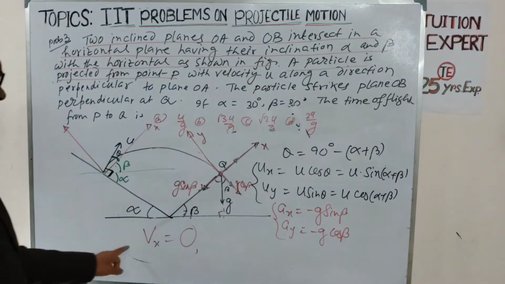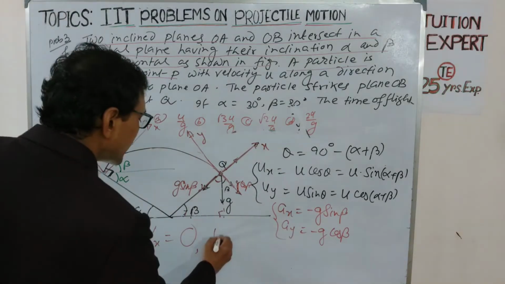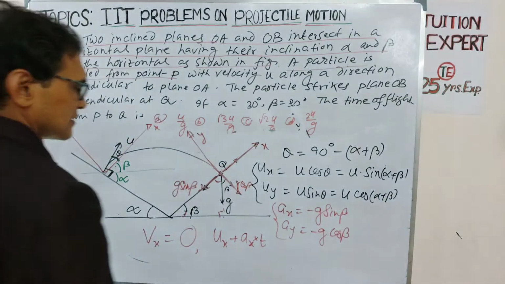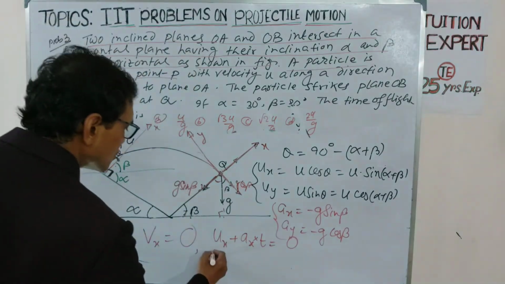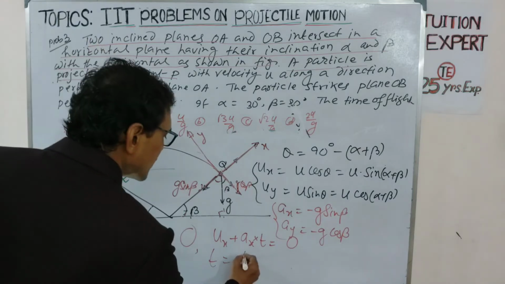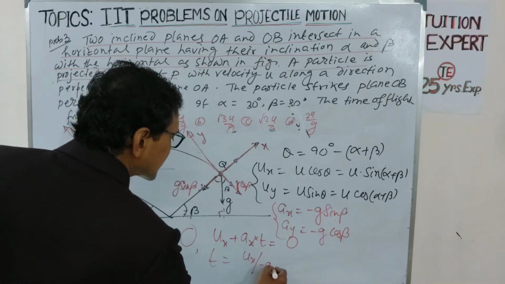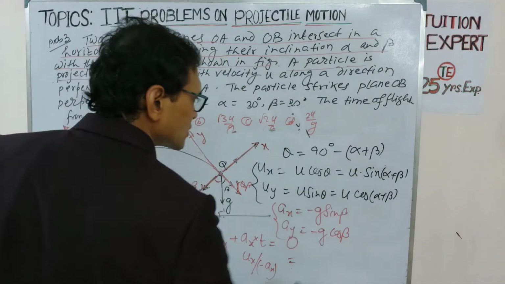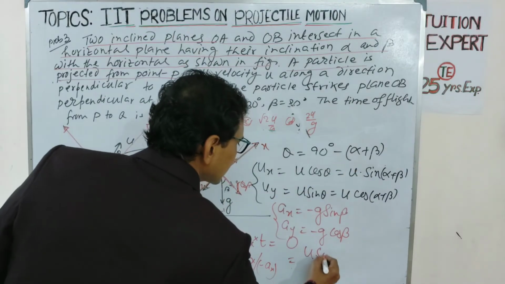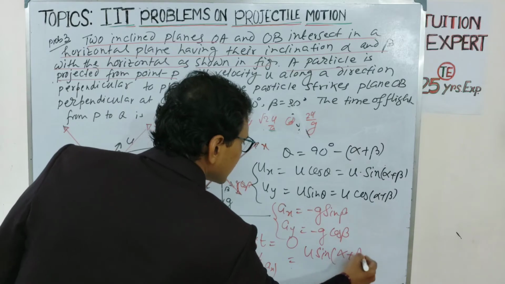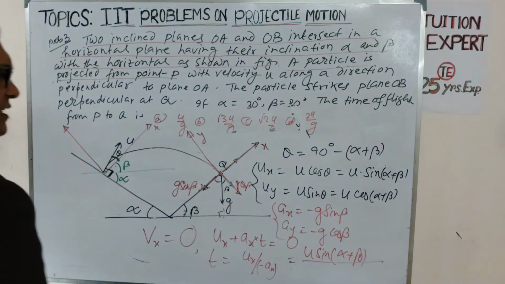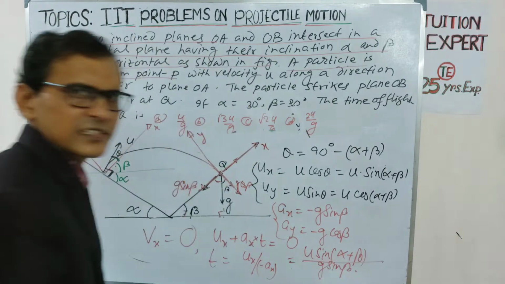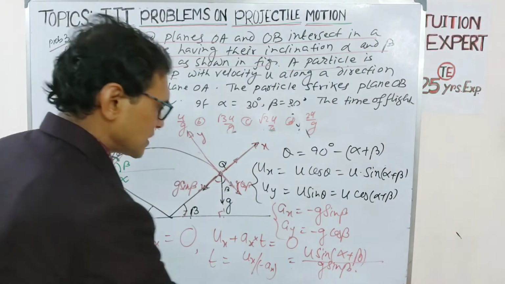Now for vx we can easily use v equal to u plus at. So ux plus ax into t equal to 0. So t equal to ux by minus ax. Now ux, what is ux? ux equal to u sin (alpha plus beta), and minus ax means g sin beta, that is g sin beta.